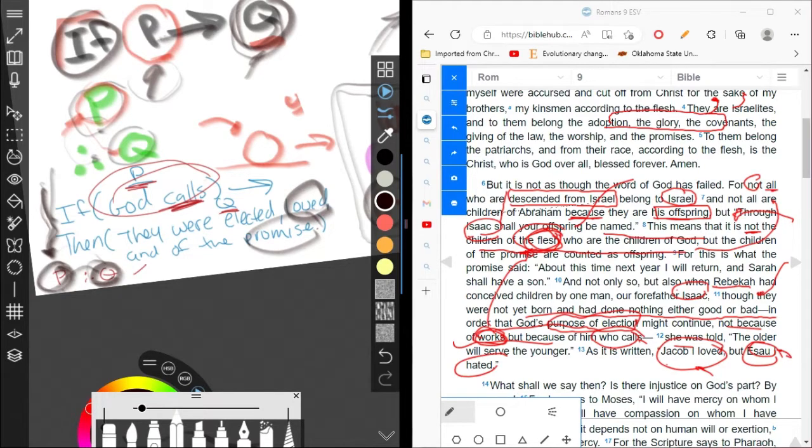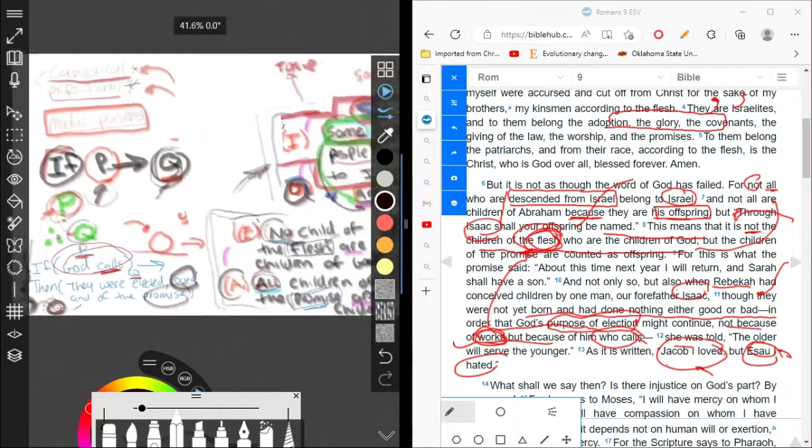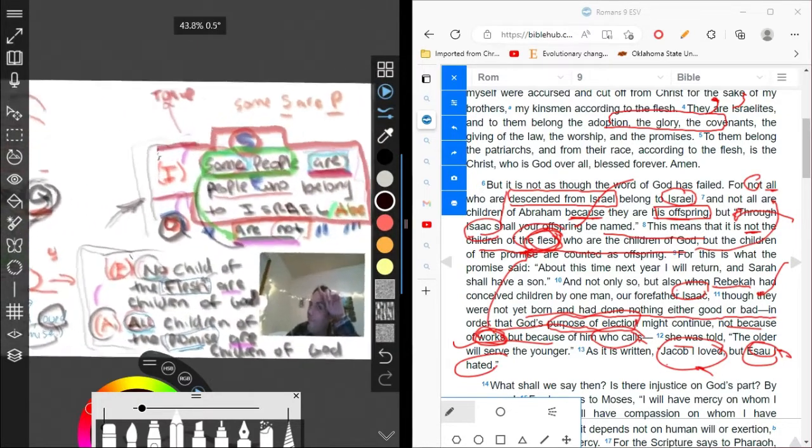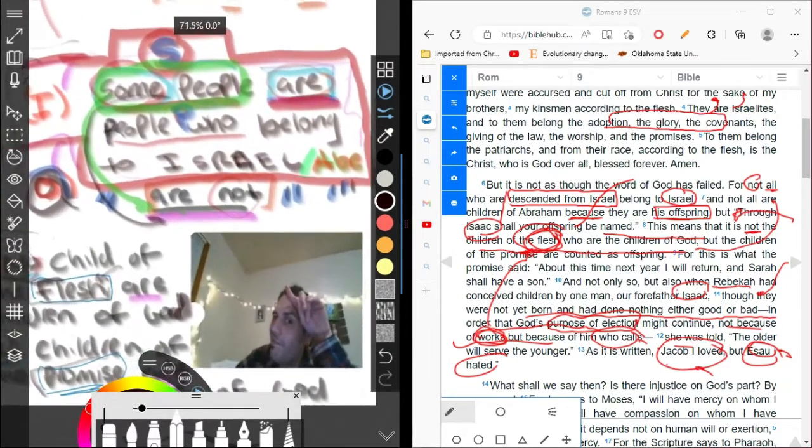That's pretty controversial, but that's what unconditional election is. So hope that helped.